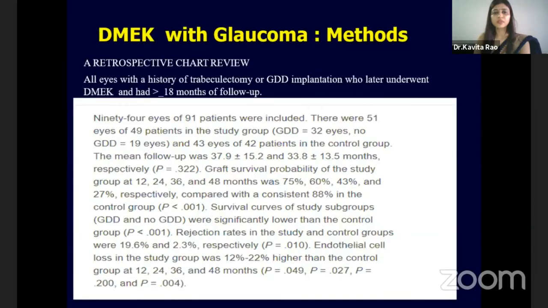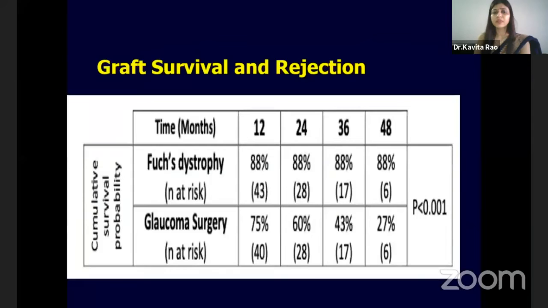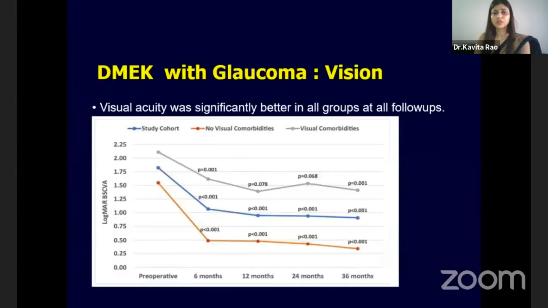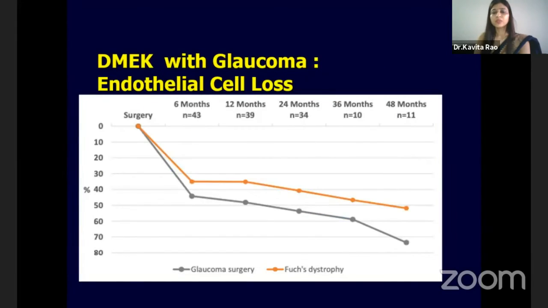What they've done is they've looked at 94 eyes and divided them into 2 groups, study and control group. And they found that there was a significant difference in the graft survival. It was 75% at 1 year, and it goes down to just 27% at 4 years in the study group versus the control group. So that is definitely statistically significant, that the graft survival itself is going down. The visual acuity initially is the same in almost all of them. Endothelial cell loss is more in DMEC with glaucoma.